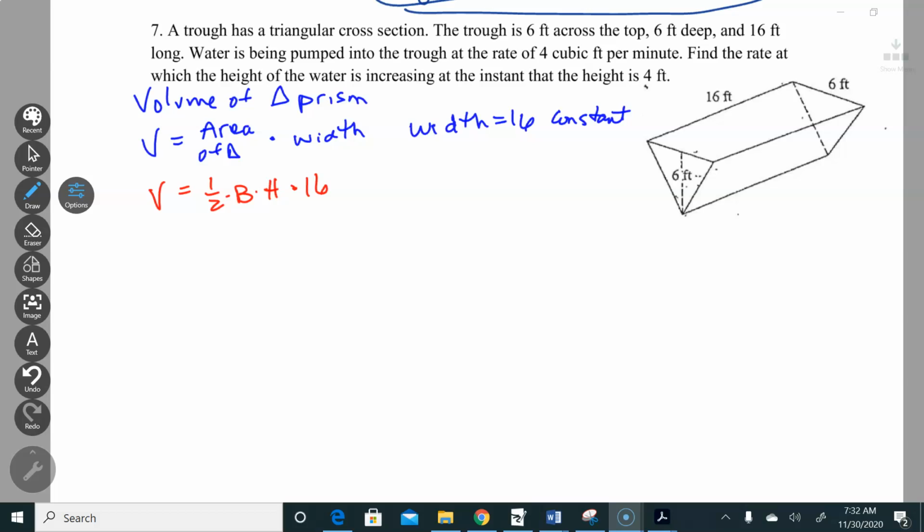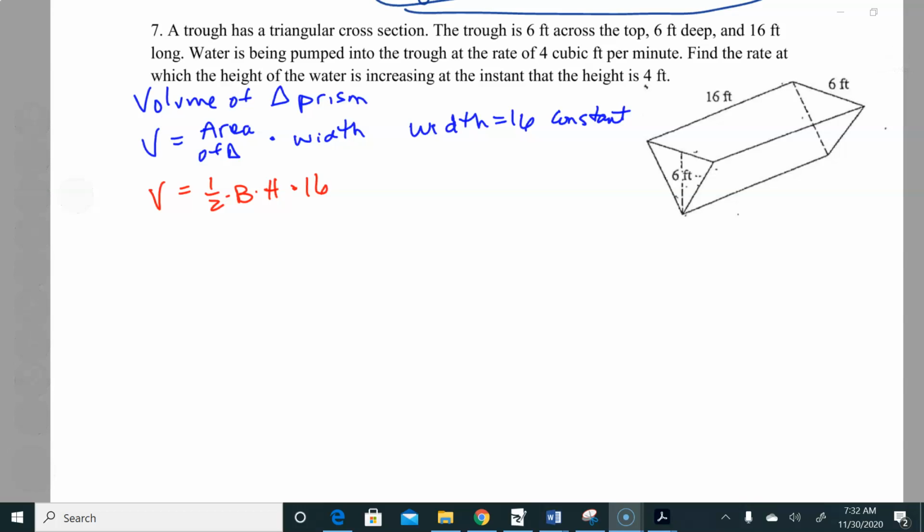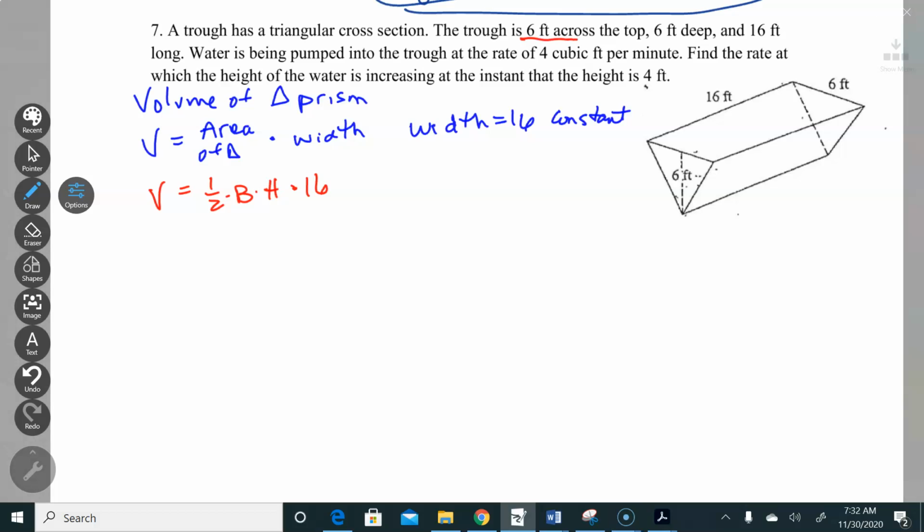Okay, so I'm trying to figure out how the rate of change on this triangular trough, how it's rising. So I have the dimensions of 6 feet across, 6 feet deep, and 16 feet long. The volume of a prism is just the area of this triangle on the edge here times its width. Well, this width is always 16. That's never going to change.